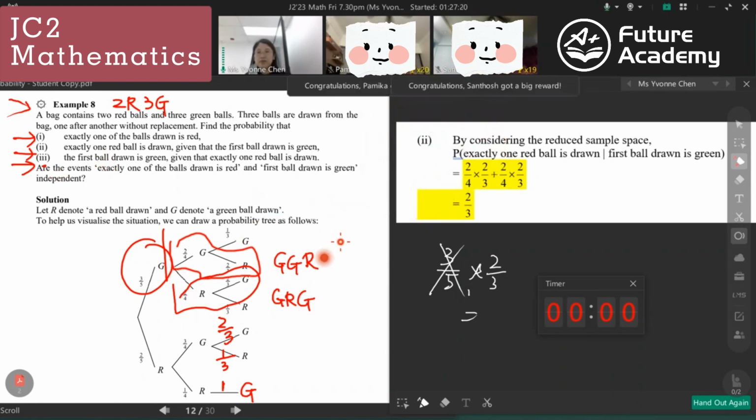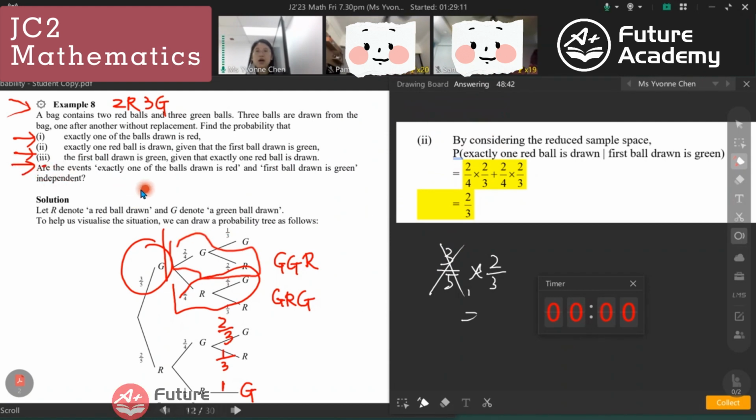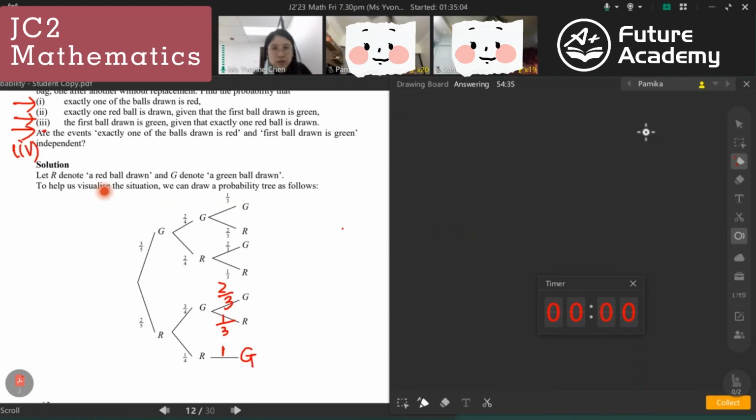So now please try part 3. Okay, please try the next part now. Part 3. And then also got part 4. Are the events exactly one of the balls drawn is red and the first ball drawn is green independent? This one is not yet. It's like a part 4 of the question. It's an independent part, like a separate part, I shall say. Independent sounds very misleading. Yeah, let me check your answer. Once you get the answer for 3 and 4, please type it out.